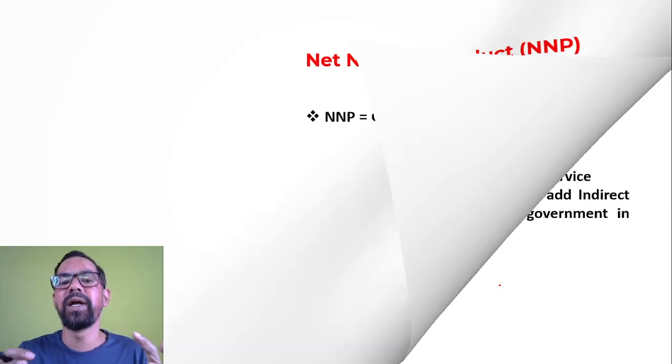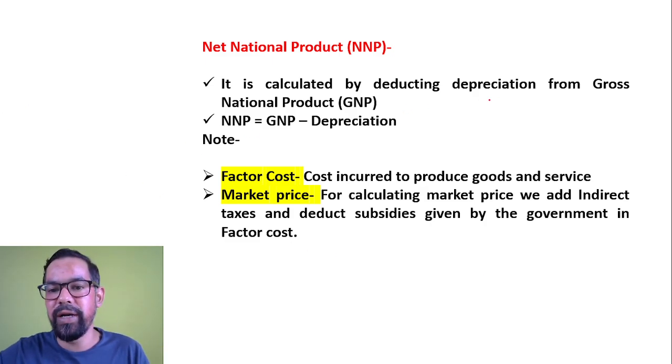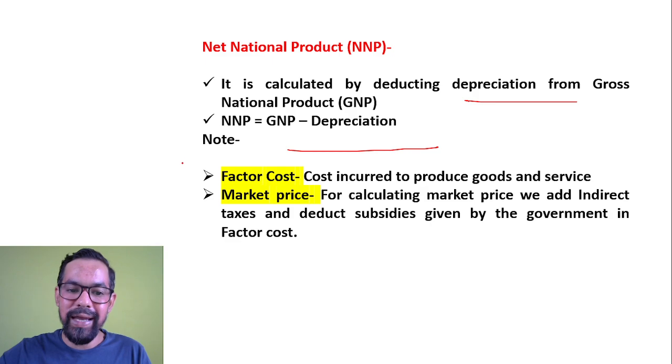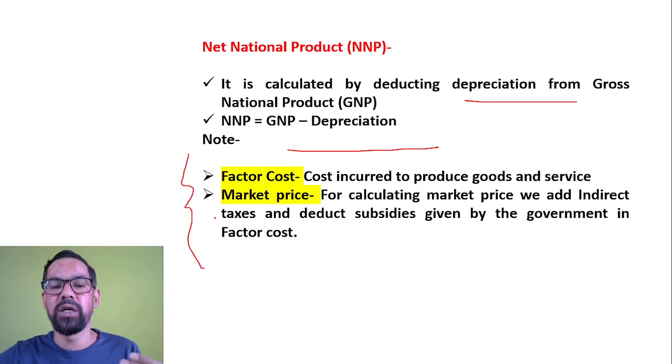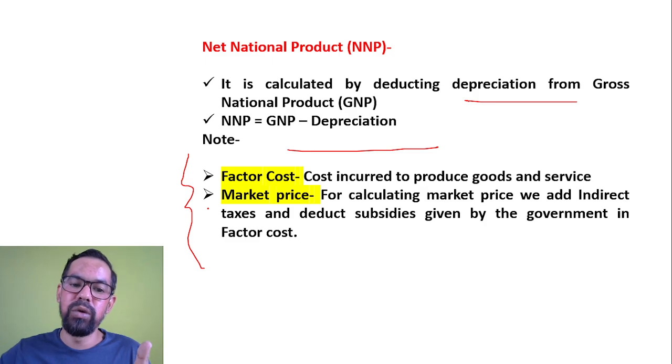So whenever you calculate national income, you generally follow this one. NNP is calculated by deducting depreciation from gross national product, GNP. So this is the formula. You can calculate it on the basis of factor cost, and not only GNP or NNP, you can also calculate GDP. Whenever you calculate GDP, you may calculate on factor cost or market price.